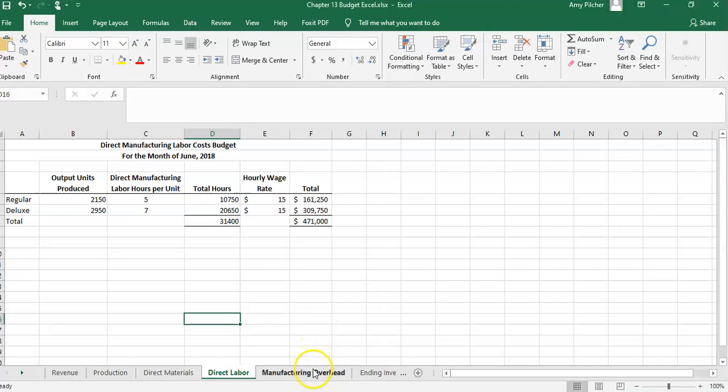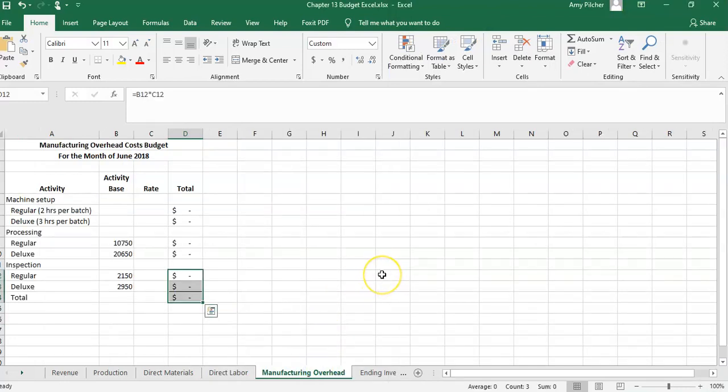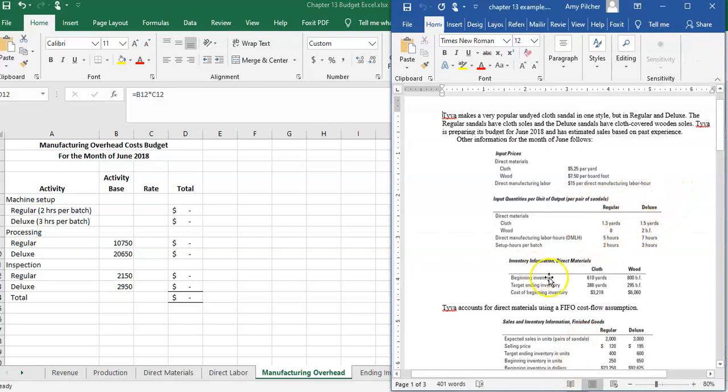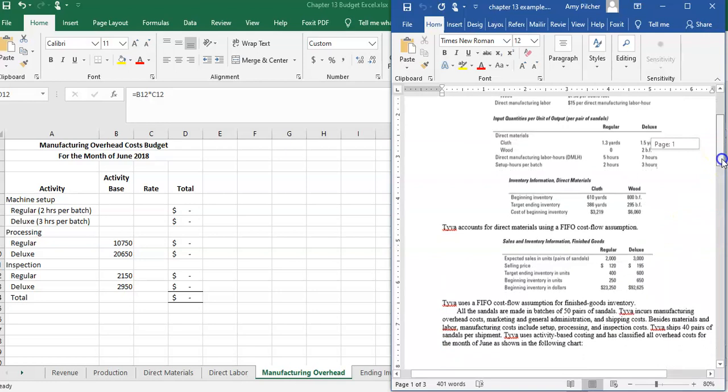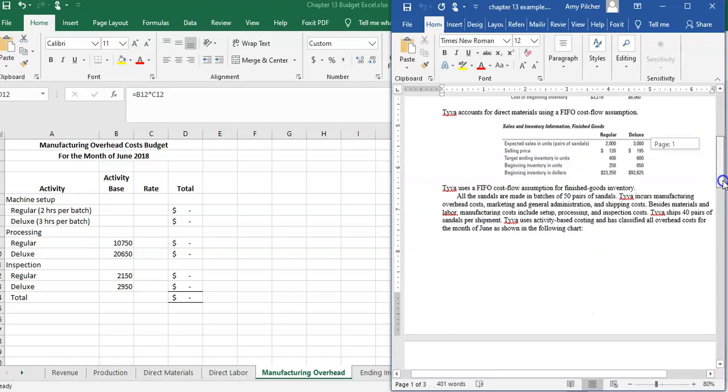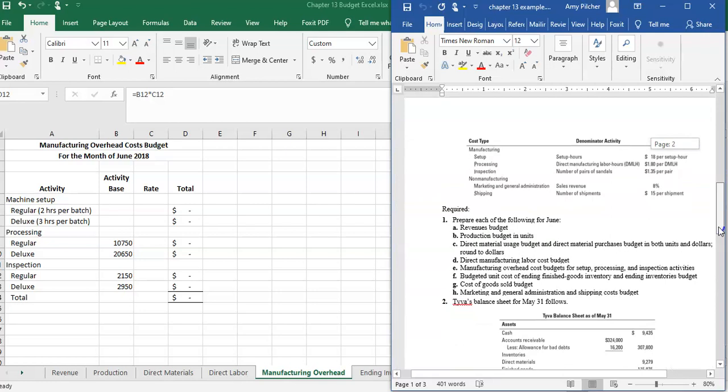We also go to the manufacturing overhead budget. We use activity-based costing for this company. We use labor hours for processing and units produced for our inspection, and then it tells us that we have setup hours per batch. So we have 2 hours per batch for regular and 3 hours per batch for deluxe. What we need to determine is how many batches do we have?